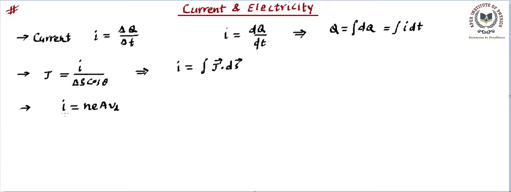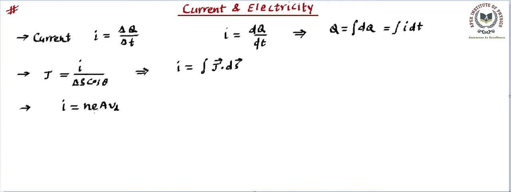Now this formula says current in a conductor depends on N. Do you remember what this N is? Yes, you should. It is the number of free electrons per unit volume. Mind the two important terms: free and per unit volume. It's free electrons, not the total electrons, right? So number of free electrons per unit volume. Remembering N is very critical.